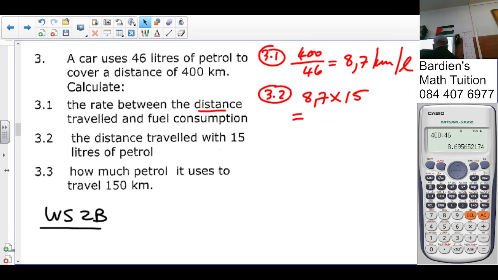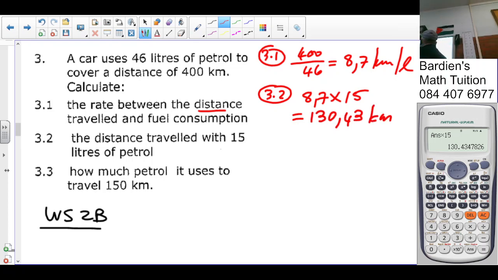Now remember, the answer is the last answer calculated on the calculator. Times 15 gives an answer of 130,43 kilometers. Now some of you would have said 8,7 times 15, and you would have gotten 130.5. We accept both in the exam.